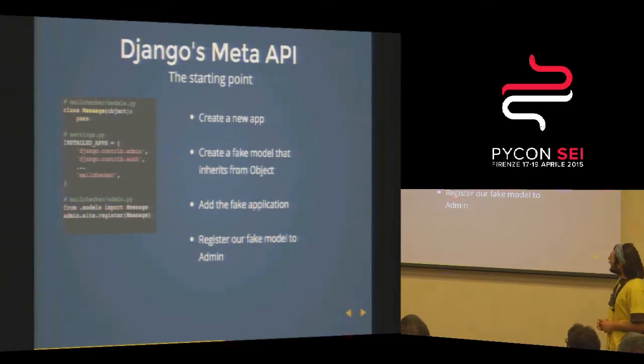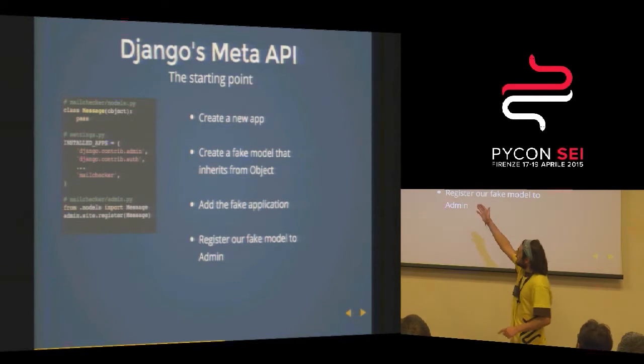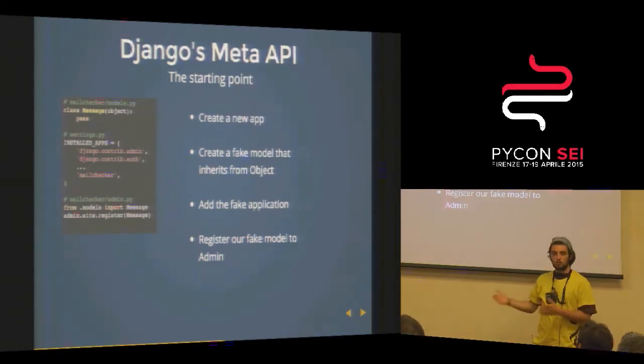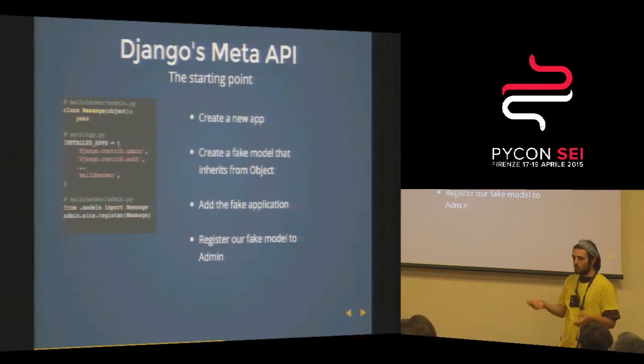Let's start by creating a new application. In this case, my application is going to be called Mail Checker, and I create a fake model that inherits from object, right? So here is my model, and it inherits from object. It doesn't inherit from models.Model. So, obviously, this is quite non-Django. Then what we do is add the fake application to the installed applications, and then we register our fake model inside the admin, right? Three main steps, just like if you had to do it with any model.